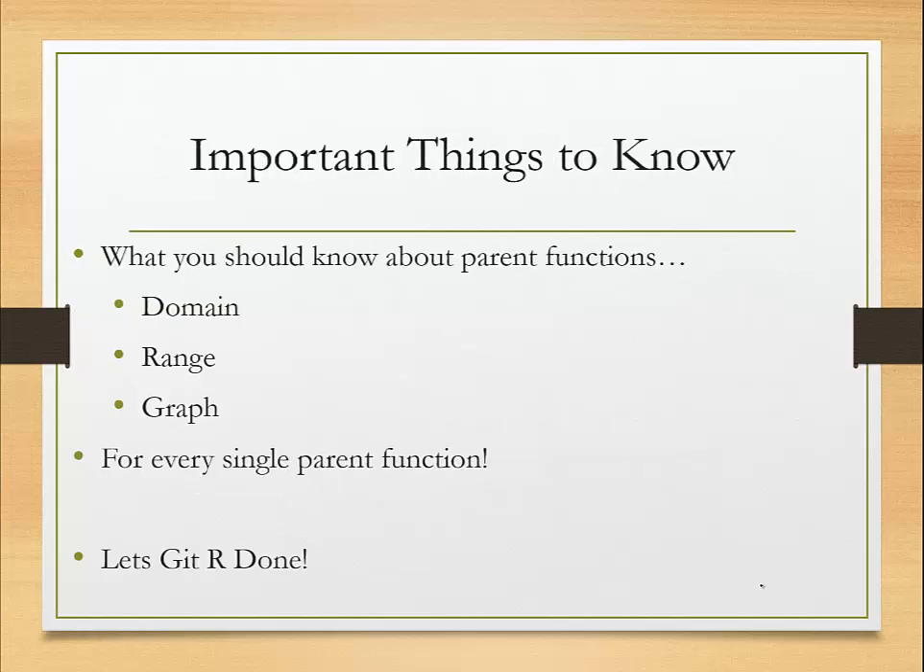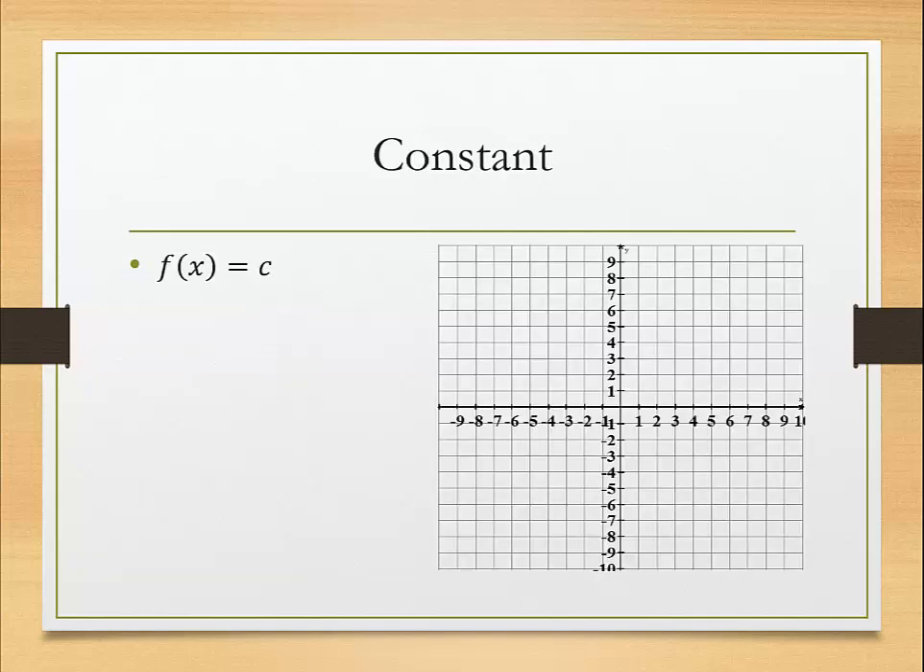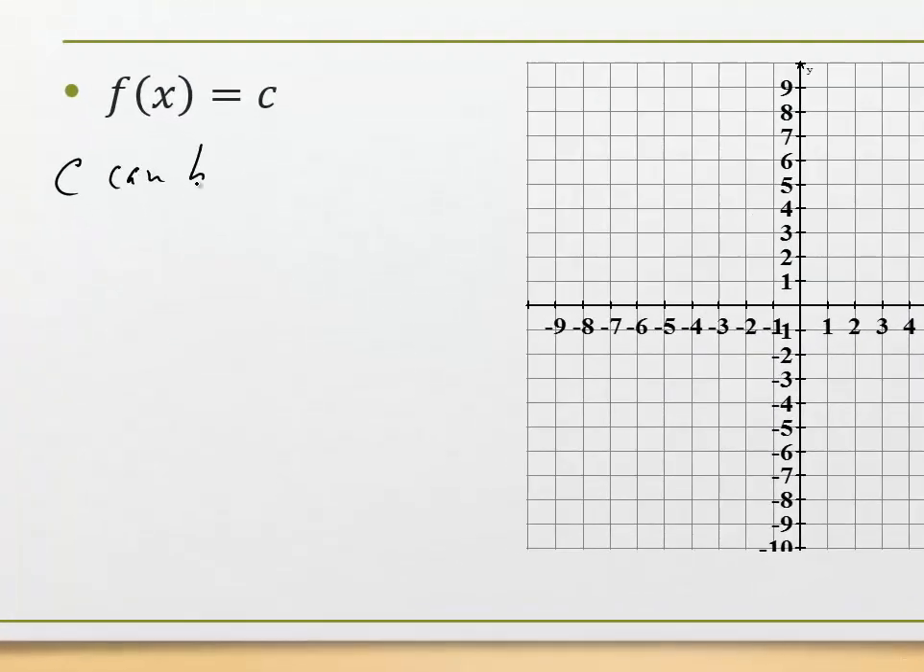Let's jump on in. So there are three important things you need to know for parent functions: domain, range, and graph. Pretty much it. Here's our first function, constant. So constant is f of x equals c, where c can be any number.